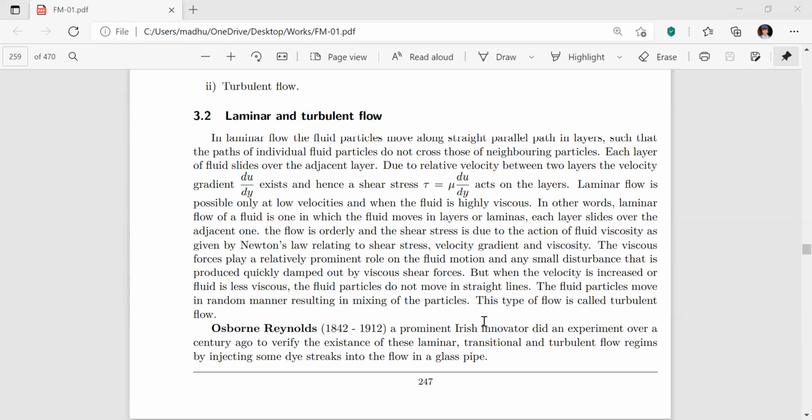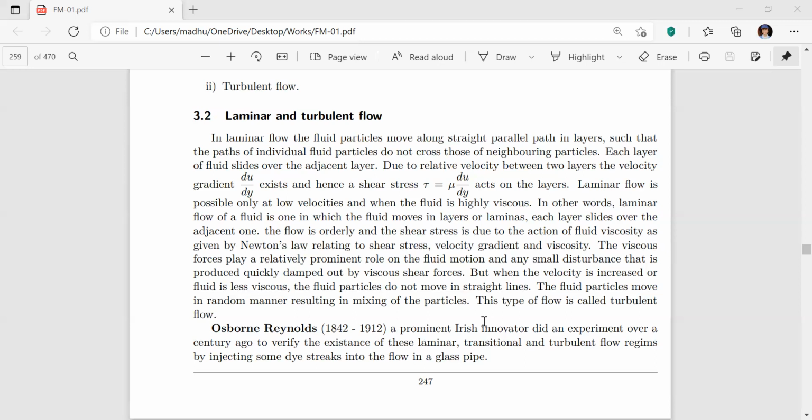But when the velocity is increased or the fluid is less viscous, the fluid particles do not move in straight lines. So these are the things which happen: velocity increased, fluid viscosity less, and fluid particles not moving in straight lines cause the deviation from laminar flow to turbulent flow. When the fluid particles move in a random manner, mixing of the particles, this type of flow is called turbulent flow.